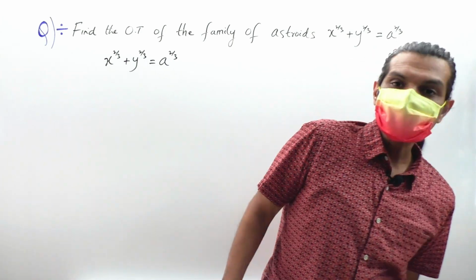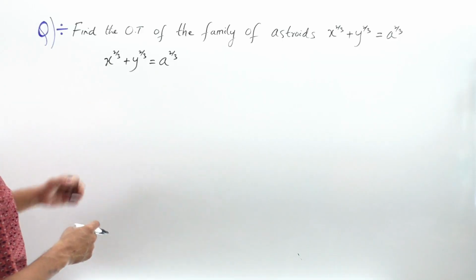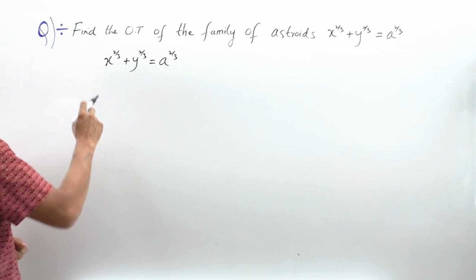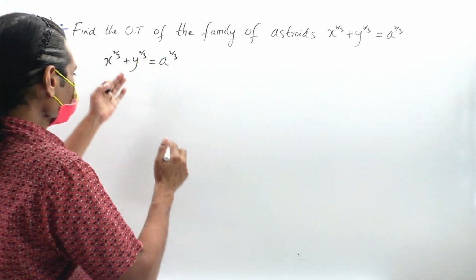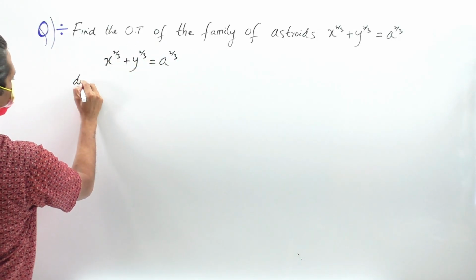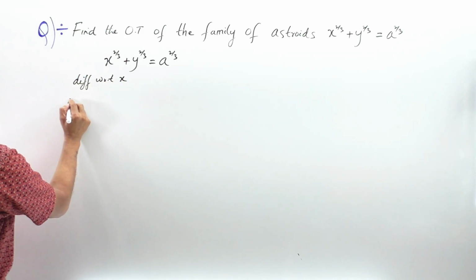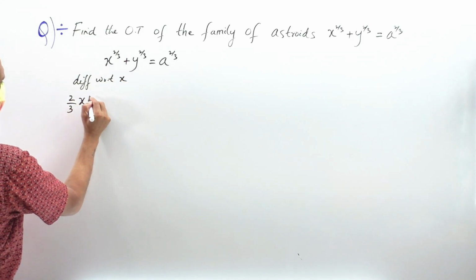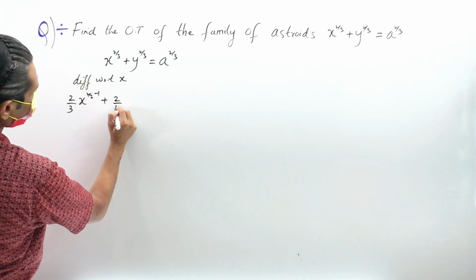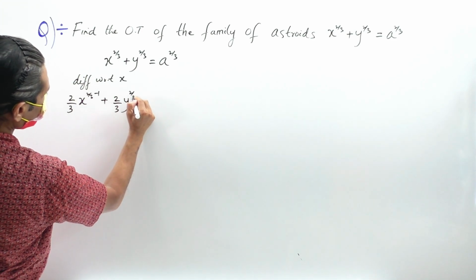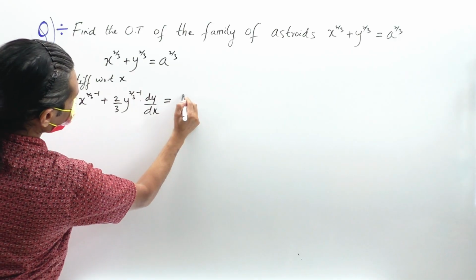So what we'll do? We will first differentiate with respect to x and remove the constant a. Direct differentiation is possible here. As you know, differentiation of x to the n is n x to the n minus 1, the simple rule. So apply it here. Differentiate with respect to x. We have 2 by 3 x raised to 2 by 3 minus 1 plus 2 by 3 y raised to 2 by 3 minus 1 into, again chain rule, dy by dx equals 0.